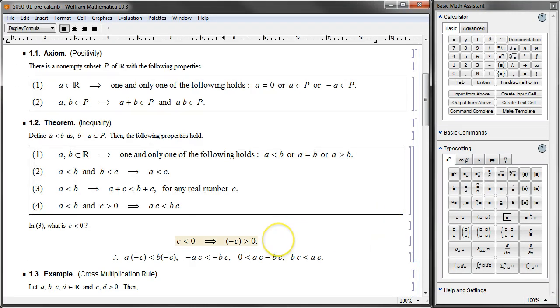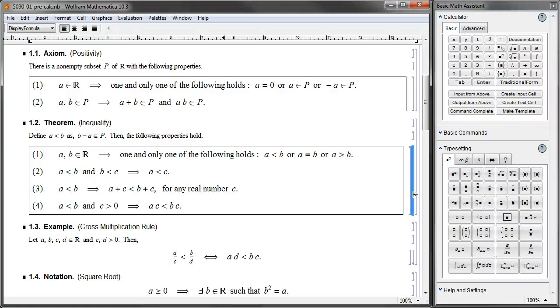When C is negative, negative C is positive, so you can multiply both sides by a certain positive number, which is negative C in this case, and then do some algebraic manipulation. We end up with negative AC is less than negative BC, and add AC to both sides, we get that. Add BC to both sides, and finally we get that. So we have the common notion: if you multiply by a negative number, then you have to flip the direction of the inequality.